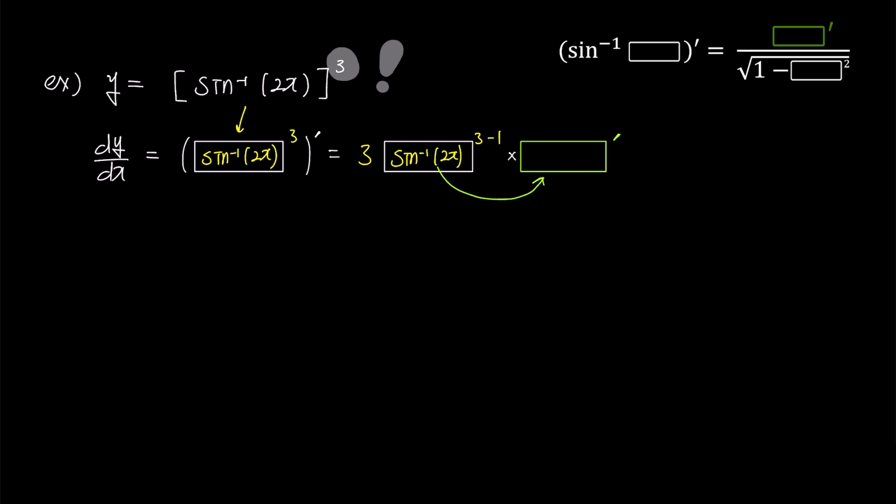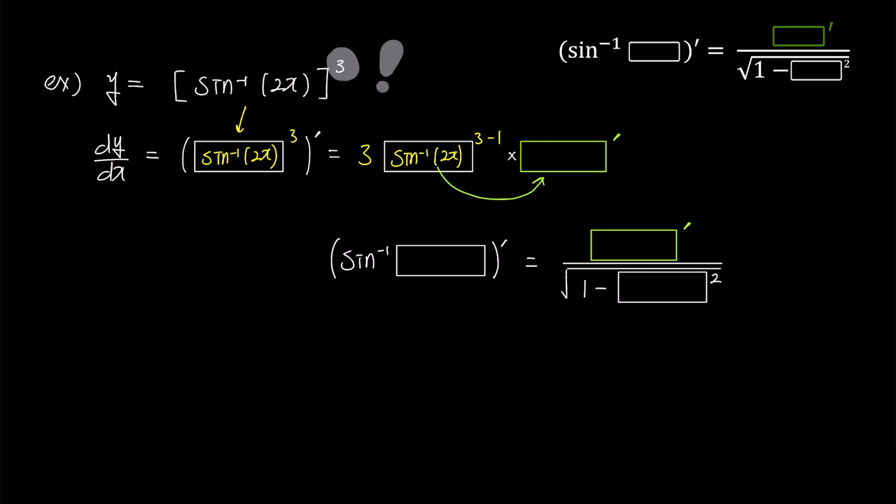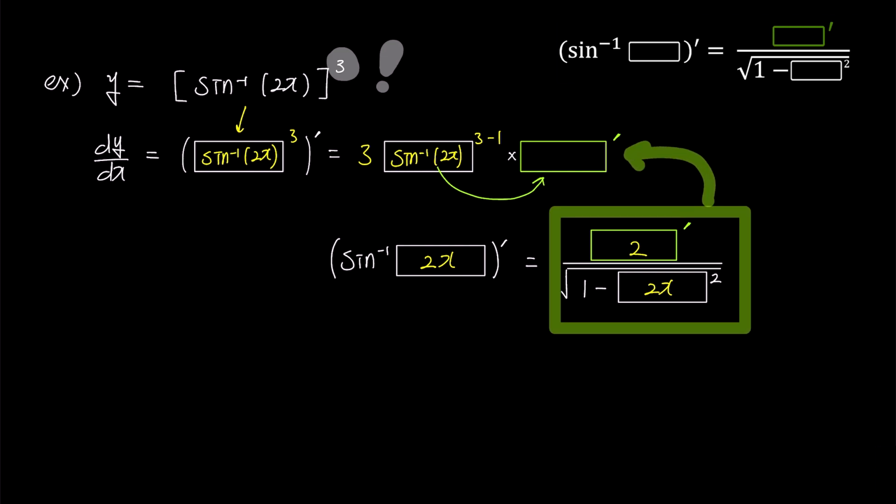To differentiate inverse sine 2x, let's bring back the formula we used earlier. Put 2x in the white boxes on the left and the right sides, and put 2, the derivative of 2x, in the numerator's box prime. After that, we just need to put this term into the box prime on the top line.